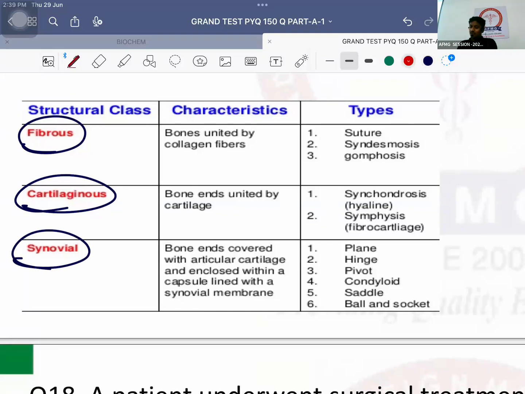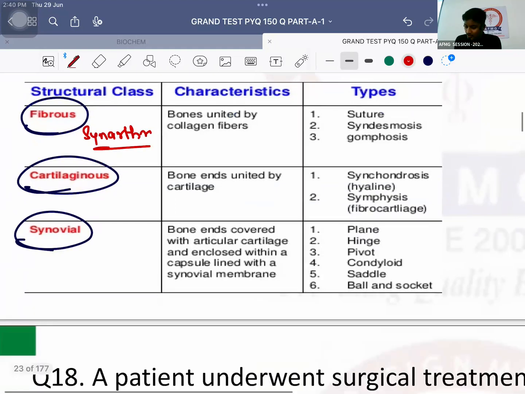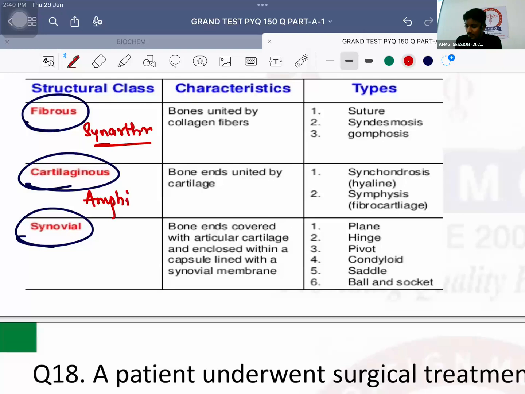Important. Fibrous joints are called synarthrosis. Cartilaginous joints are called amphiarthrosis. And synovial joints are called diarthrosis. Please remember that. They can use these terms.